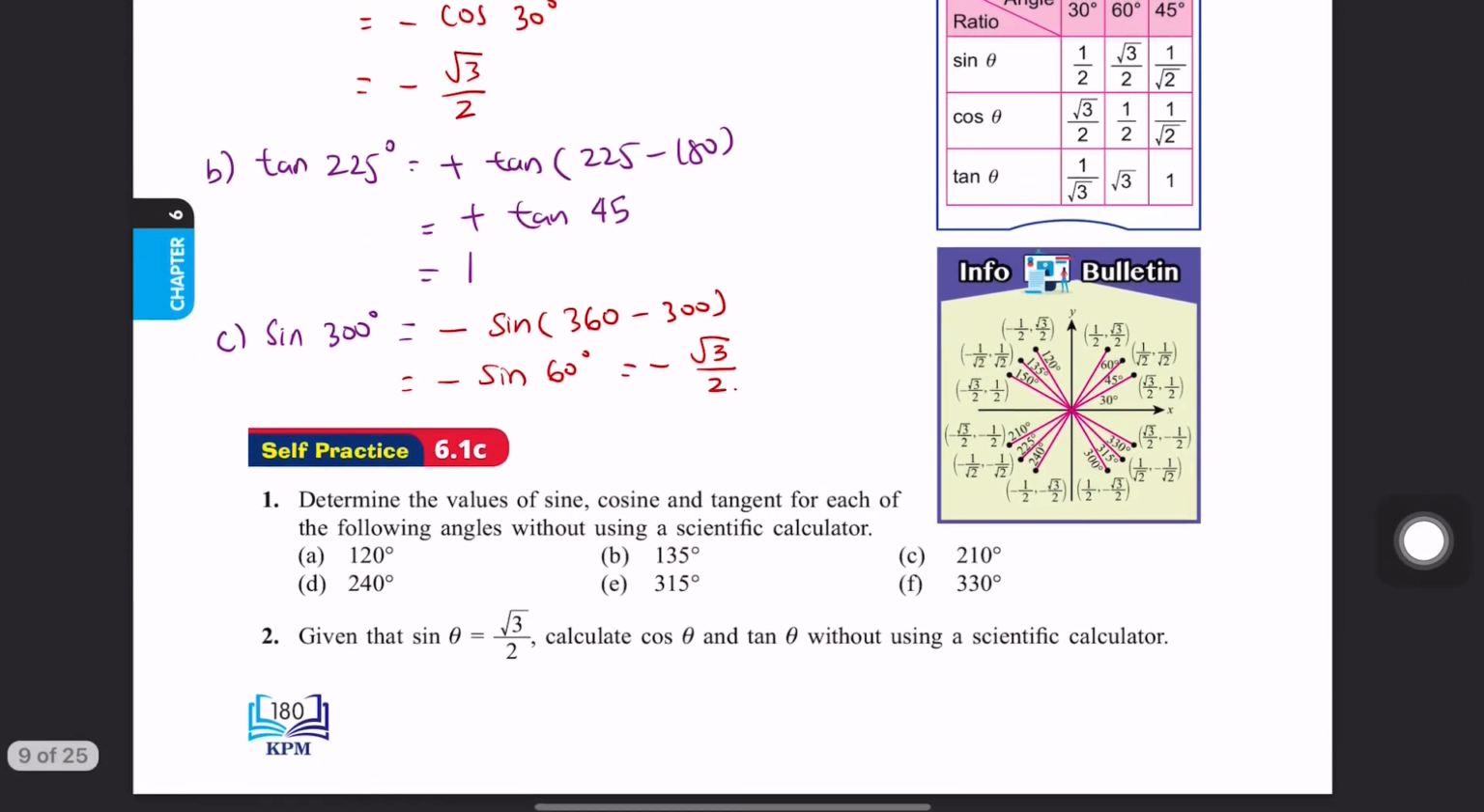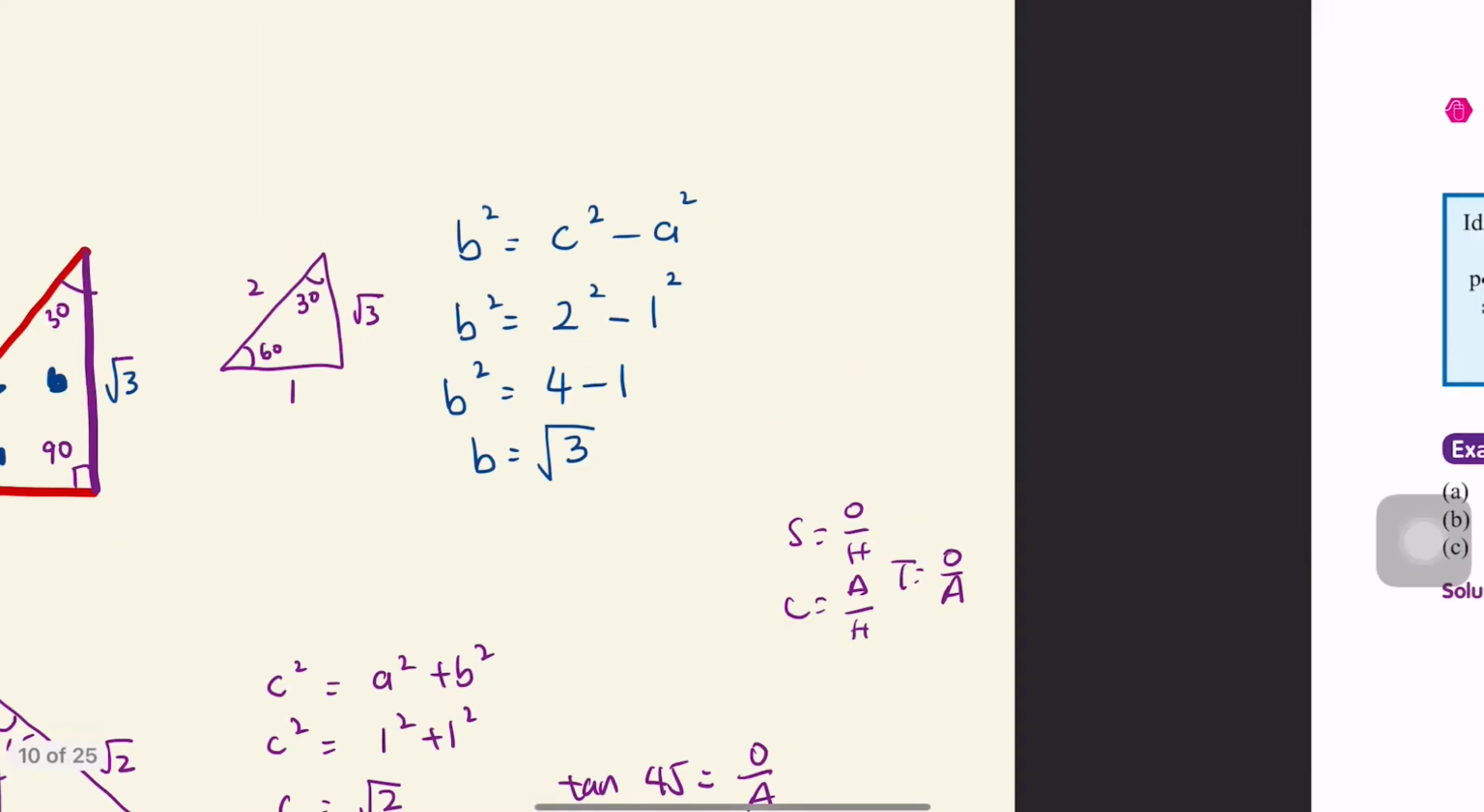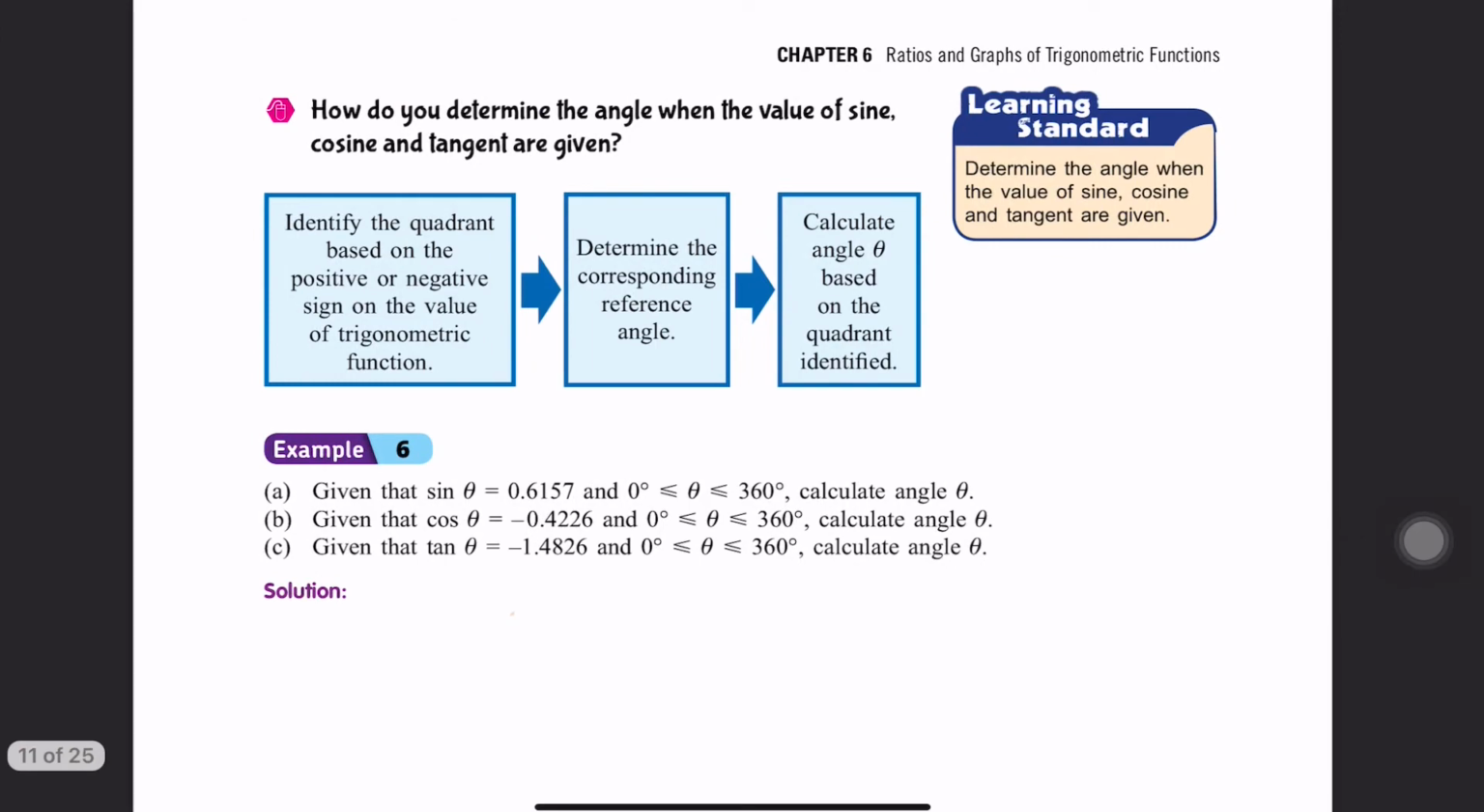Okay, next I want you to do self practice 6.1C number 1, number 2. Boleh? Sikit je tu, tak susah.